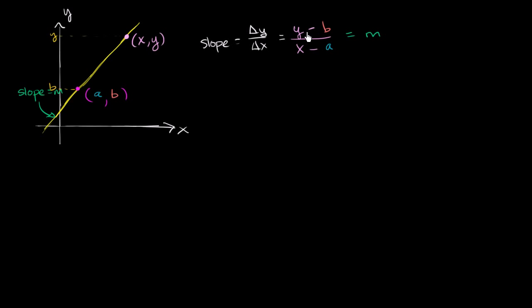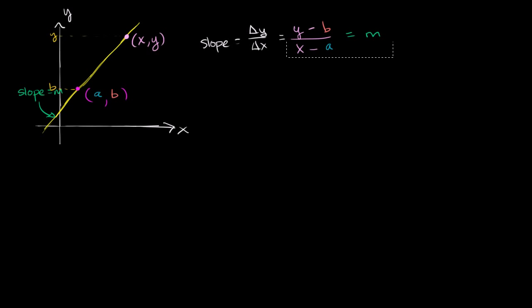And so what we've already done right here is actually create an equation that describes this line. It might not be in any form that you're used to seeing, but any (x, y) that satisfies this equation will be on the line, because the slope between that (x, y) and the point (a, b) is going to be equal to m. So let's actually now convert this into forms that we might recognize more easily.